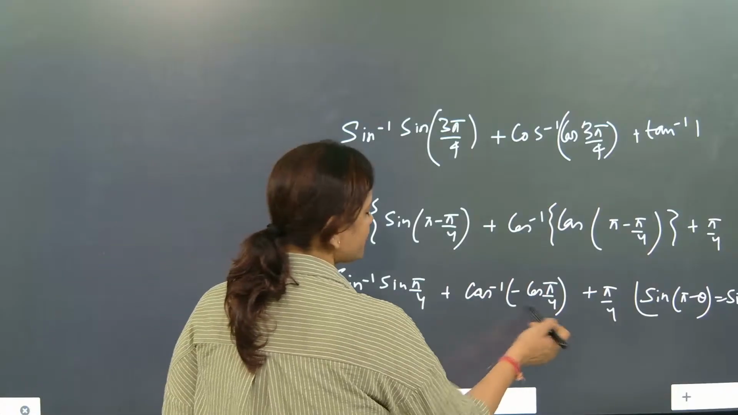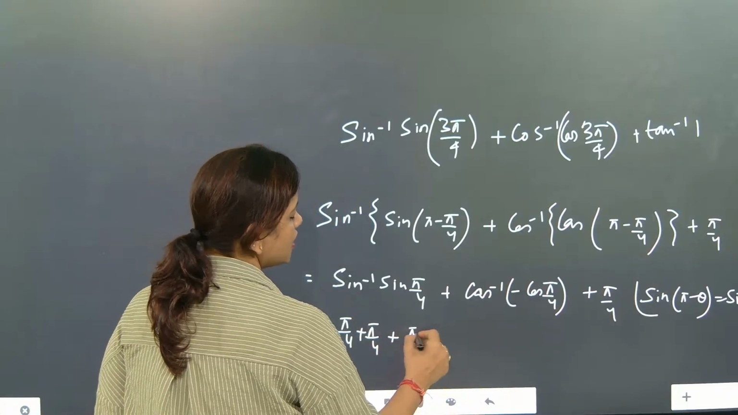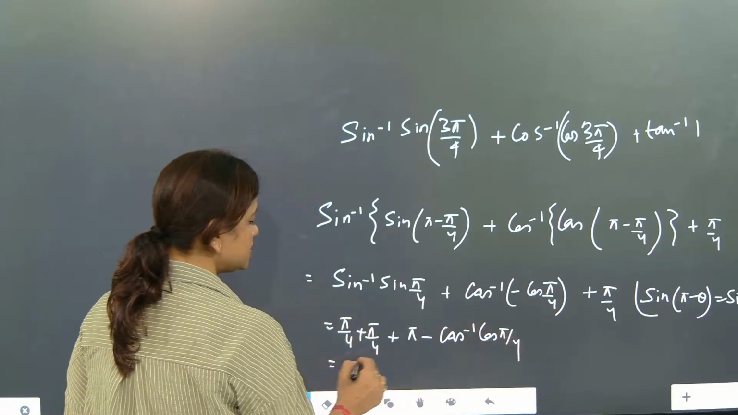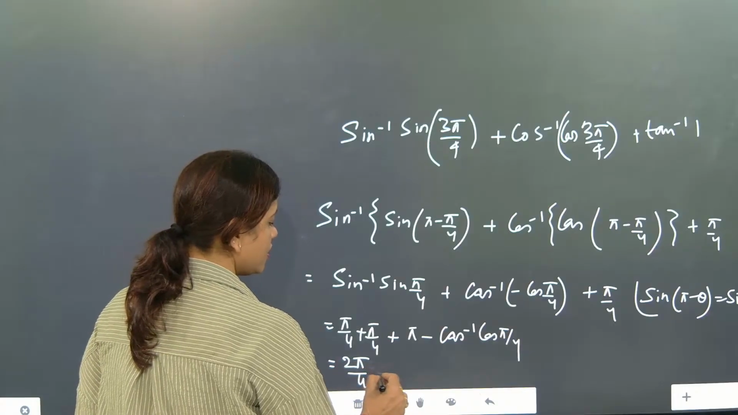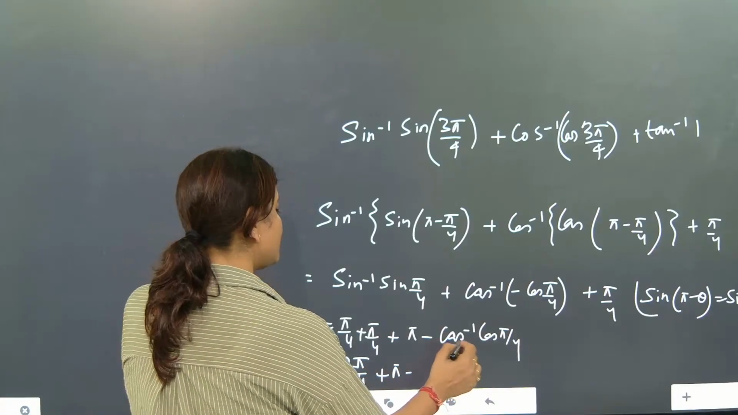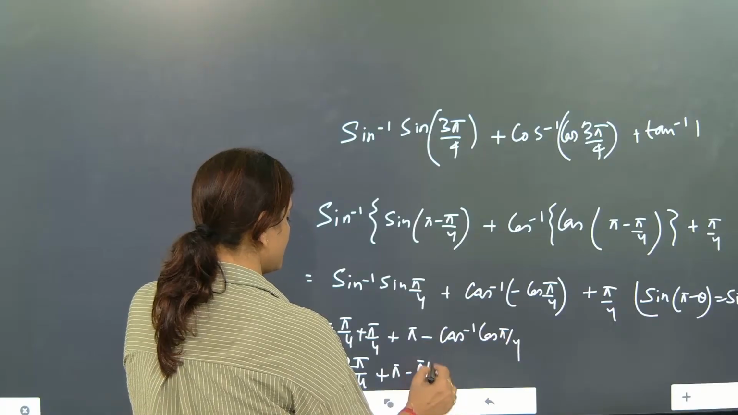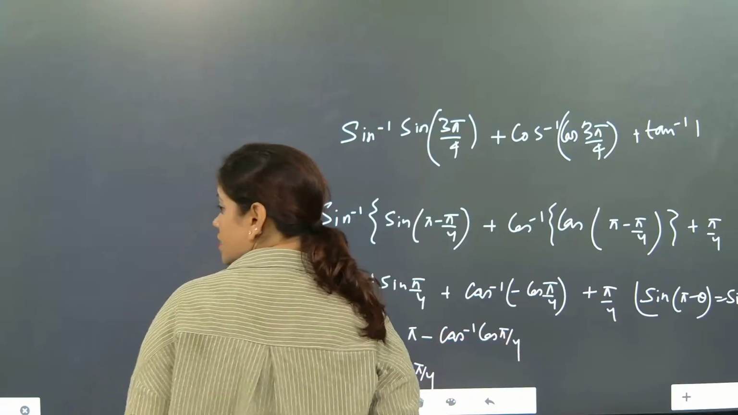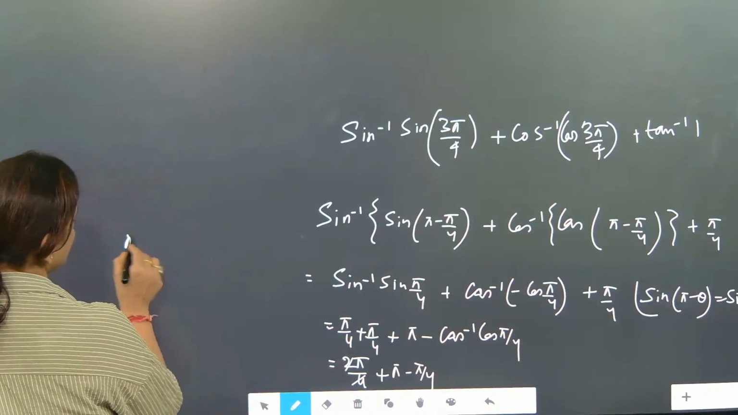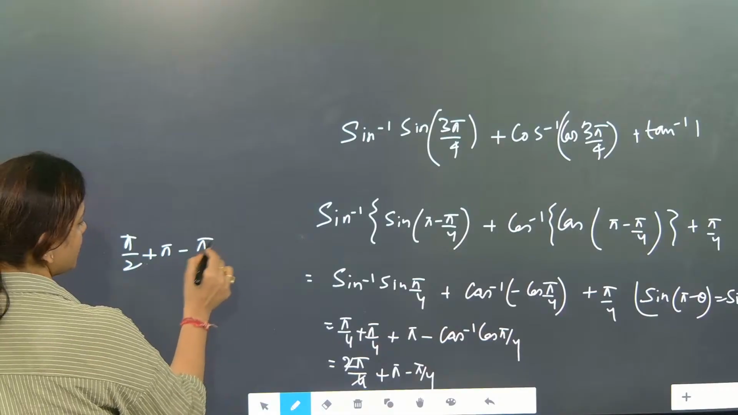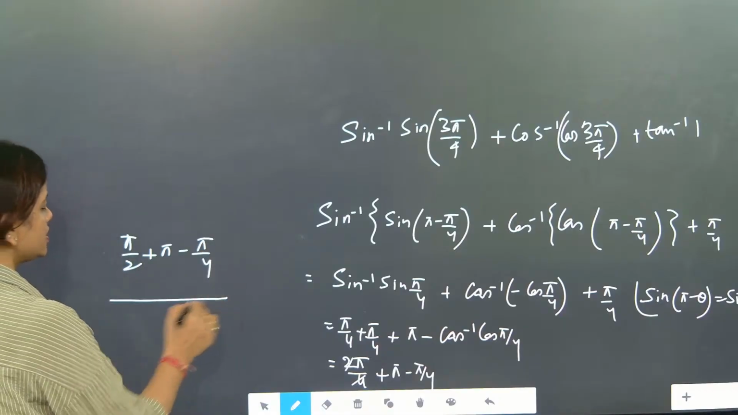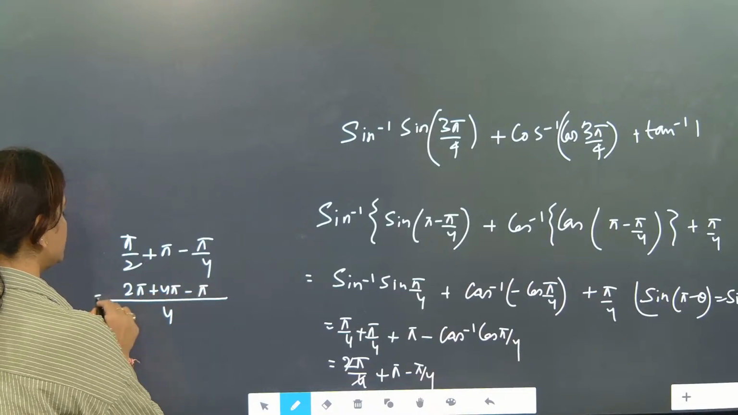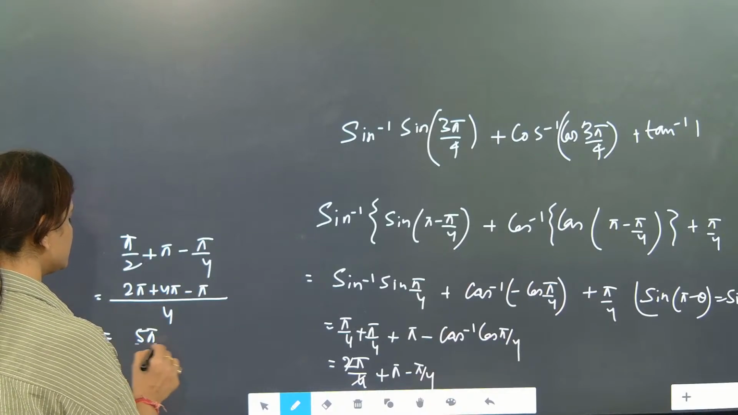Now here, cos inverse of minus theta will become pi minus cos inverse cos pi by 4. So this will get cancelled, so it will come 2 pi by 4 plus pi minus; this part will cancel and it will become pi by 4. So this pi by 4 is there, minus pi by 4. So here it is coming as pi by 2 plus pi minus pi by 4. Okay, so here we will take LCM 4, it will become 2 pi plus 4 pi minus pi. So here it is coming as 5 pi by 4 as the answer.